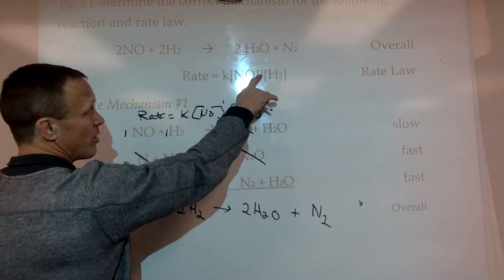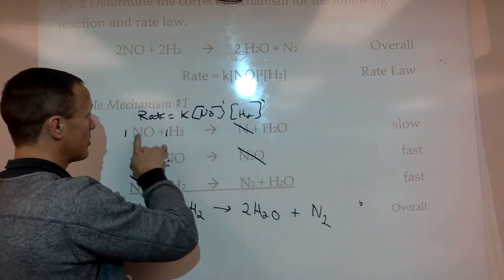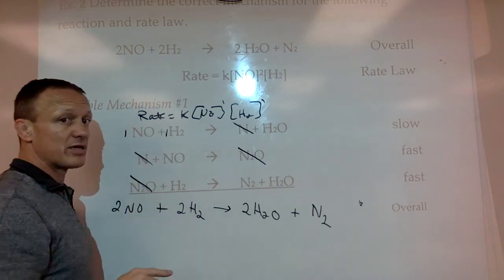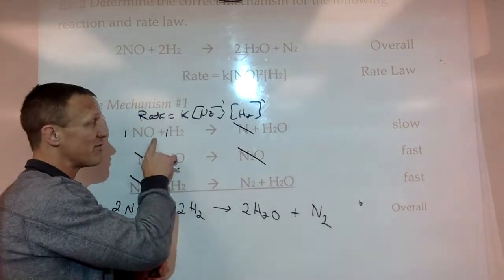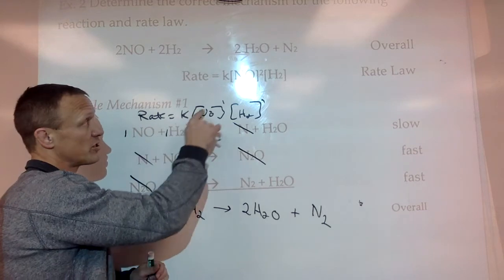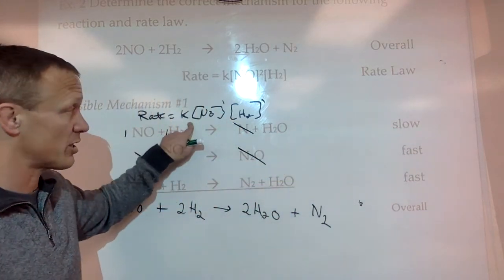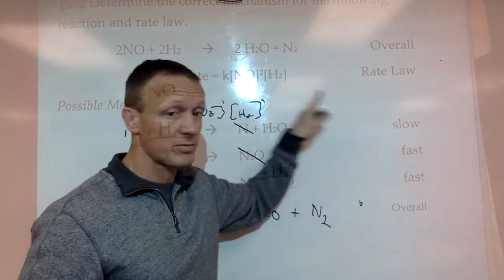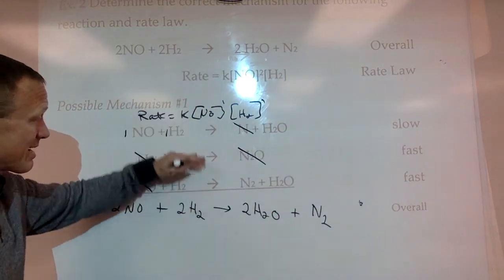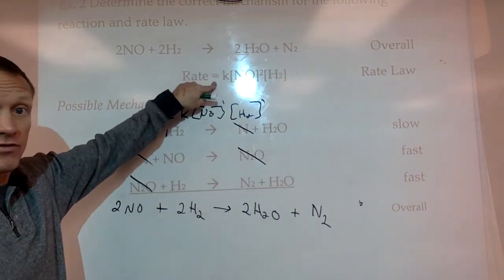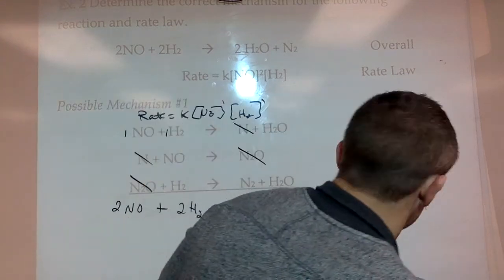Well, our rate law is supposed to have NO to the second power. Here it's only to the first power. So again, we usually can't do this. Only when we have these elementary steps can we say our coefficients equal the orders. Again, the slow step is what we base our rate law on. So this mechanism is not right for this. Let's go to the next one.